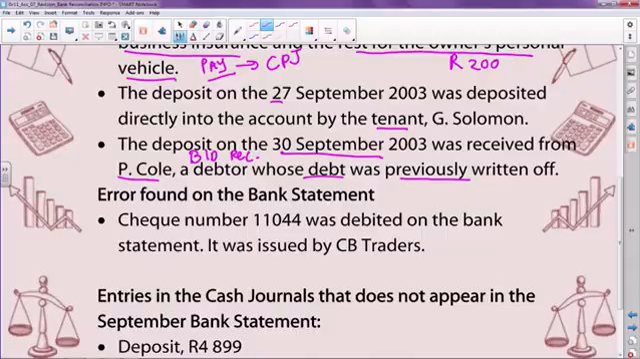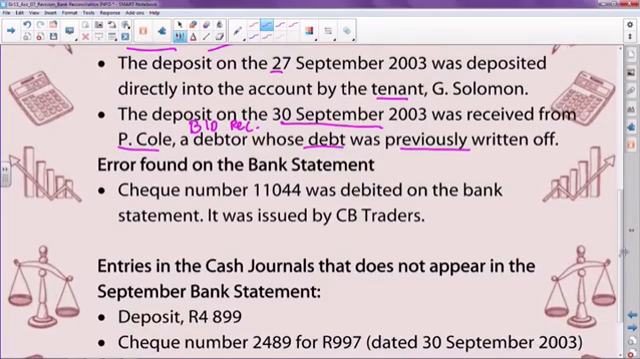Welcome back, guys. Right, let's carry on. The next bit of information, still dealing with the bank statement. Check number 11044 was debited on the bank statement. It was issued by CB Traders. Remember, this is an error found on the bank statement. So in other words, who made the error? It's the bank. So what exactly is the error?